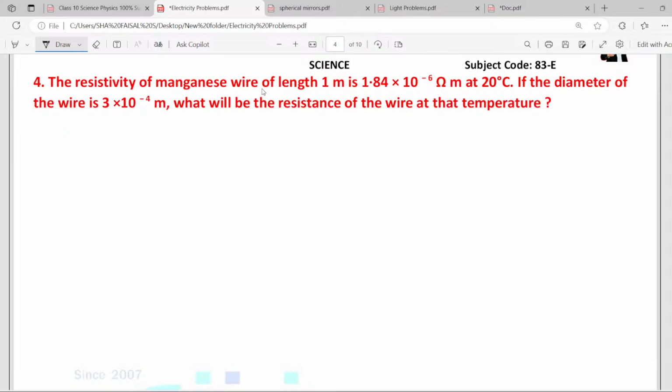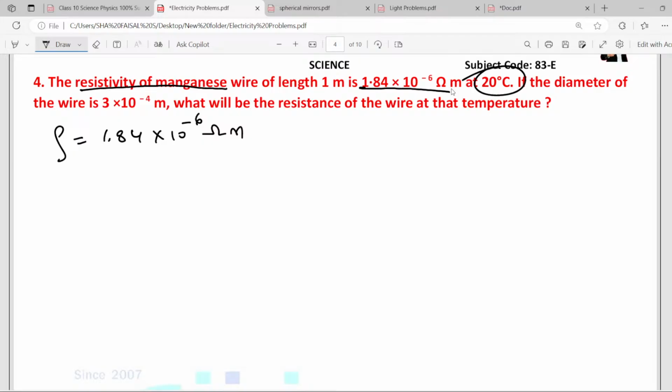The resistivity of manganese wire of length 1 meter is 1.84 into 10 power minus 6 ohm meter at 20 degrees Celsius. If the diameter of the wire is given, they are asking for the resistance. Now let me come to the point. They have given the resistivity of manganese wire, rho, which is 1.84 into 10 power minus 6 ohm meter. About temperature, we need not discuss much. They have given a certain temperature; it doesn't affect our numerical much.